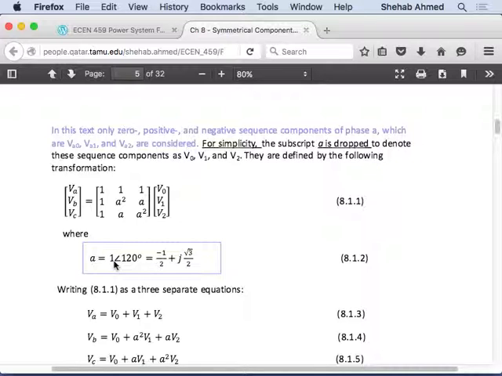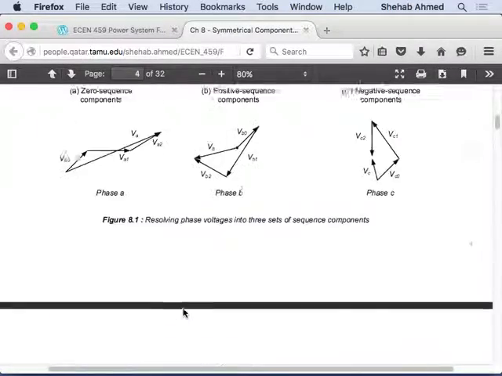So a will be the one angle 120 degrees. You know that a will stand for that. So a squared will mean a phase shift of 240 degrees. This means that a squared V1 is basically the positive sequence of phase A, phase shifted by 240 degrees. And then I have to add the zero sequence of phase B, positive sequence of phase B, negative sequence of phase B. What does the negative sequence of phase B equal?